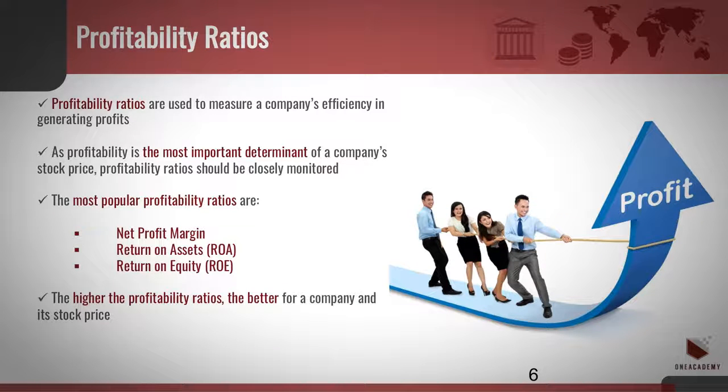Profitability ratios are used to measure a company's efficiency in generating profits. As profitability is the most important determinant of a company's stock price, profitability ratios should be closely monitored. The most popular profitability ratios are net profit margin, measured as net profit divided by total revenue; return on assets, ROA, which is net profit divided by total assets; return on equity, ROE, calculated as net profit divided by total equity. The higher the profitability ratios, the better for a company and its stock price.